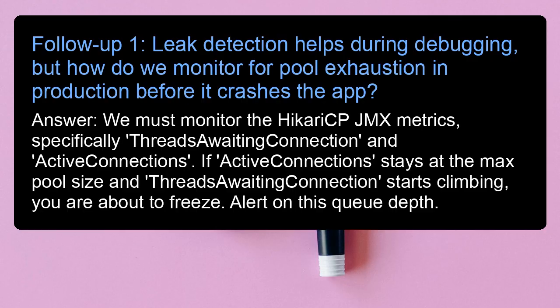Follow-up 1. Leak detection helps during debugging, but how do we monitor for pool exhaustion in production before it crashes the app? Answer: we must monitor the HikariCP JMX metrics, specifically threads awaiting connection and active connections. If active connections stays at the max pool size and threads awaiting connection starts climbing, you are about to freeze. Alert on this queue depth.